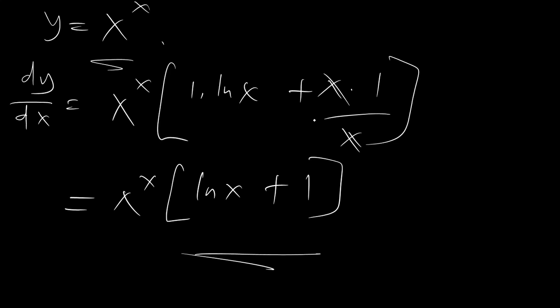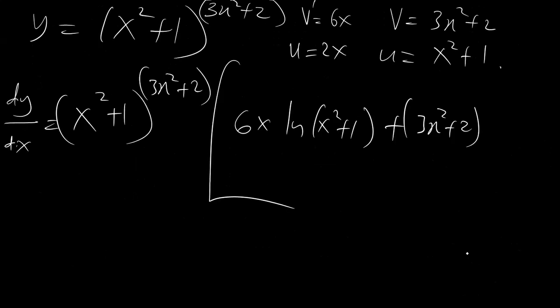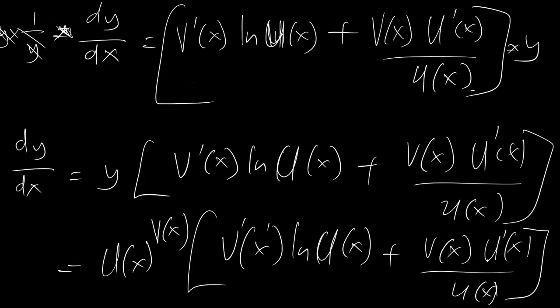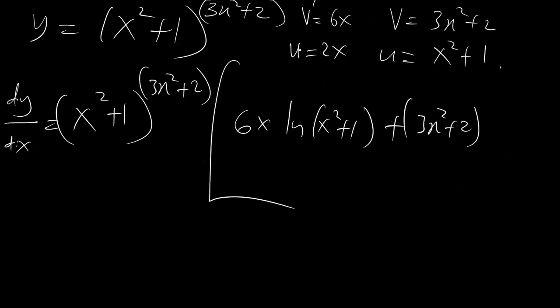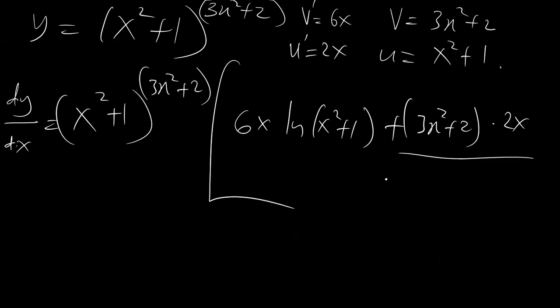So you have v, which is this, I've written it. Then u prime, which is 2x, divided by u, which is x squared plus 1. So this is the final answer. So this is the derivative of this.